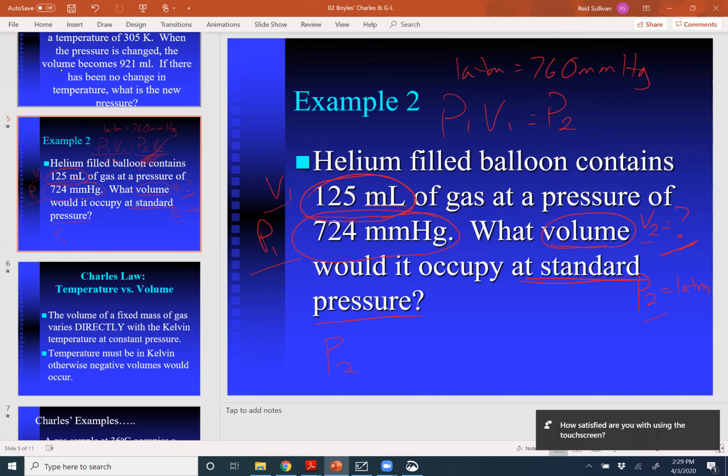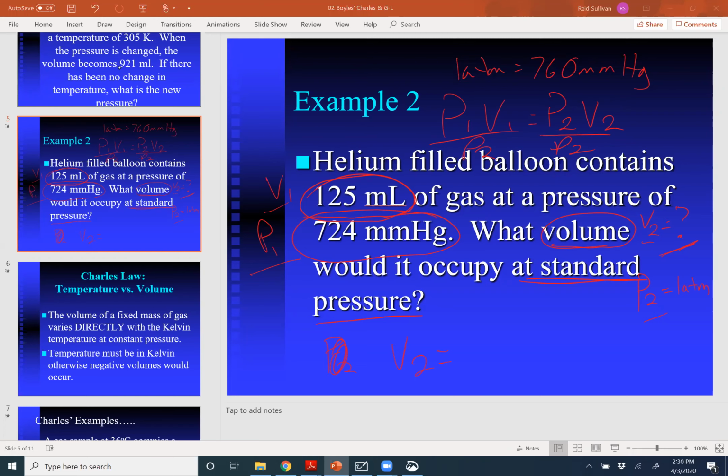All right, so we want volume 2. So we're going to divide both sides by pressure 2, because that will get us volume 2 all by itself. Volume 2 will give us pressure 1, volume 1 over pressure 2. So now we can just plug in our numbers, and it's not very difficult now.